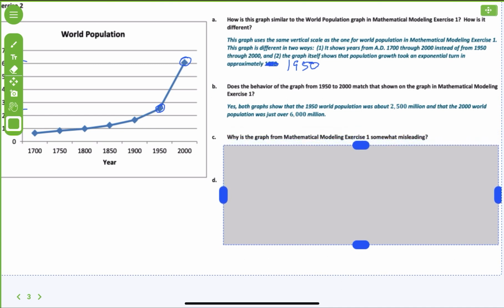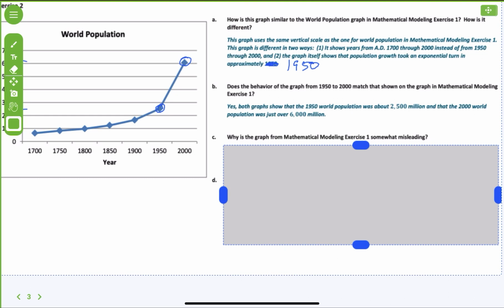Okay. C says, why is the graph from mathematical modeling exercise 1 somewhat misleading? Well, I would say maybe that the only reason why we could say that it is misleading is because it doesn't give us an accurate representation of the sequences.